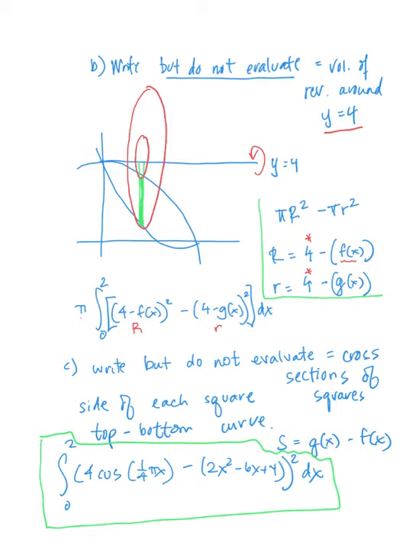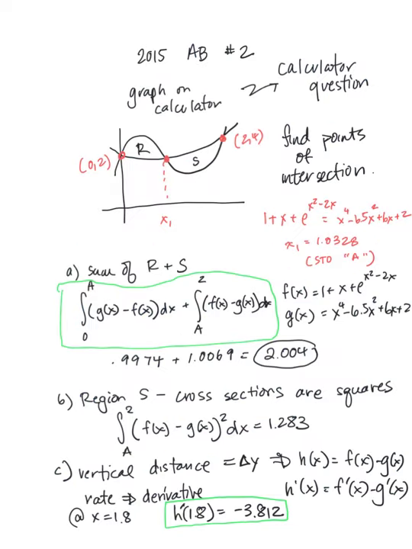All right. Part C, again, says write, but do not evaluate this volume where the cross sections are squares. So the side of each square is going to be the top curve minus the bottom curve, where that top curve is given by the cosine and the bottom curve is given by our quadratic. And so it's top curve minus bottom curve squared. So you can use hard brackets here. And again, you're setting up but not evaluating. All right, here we go.